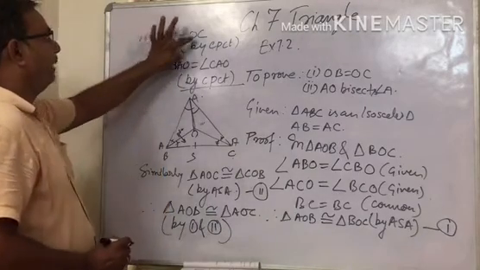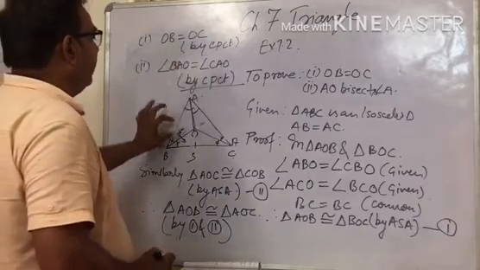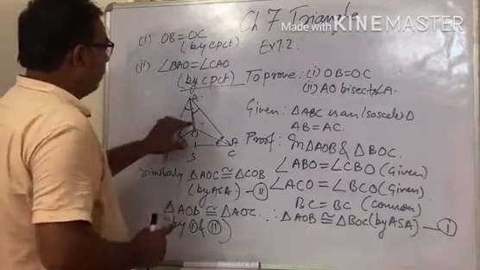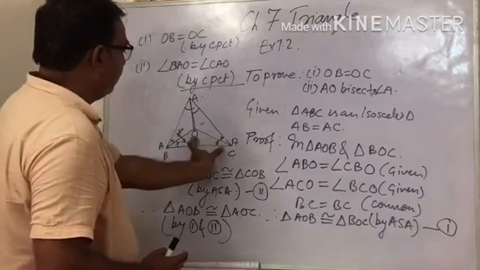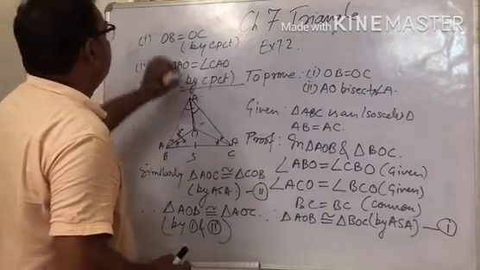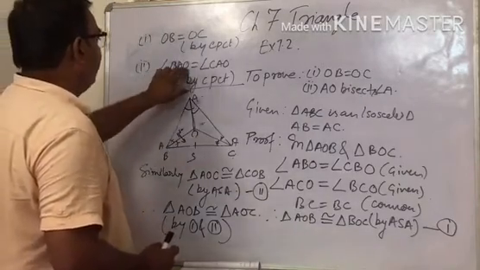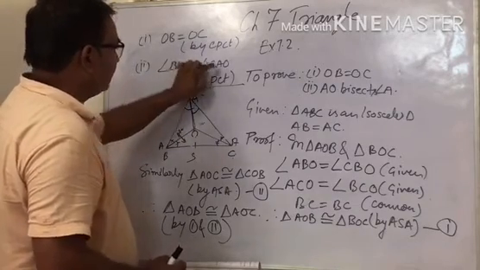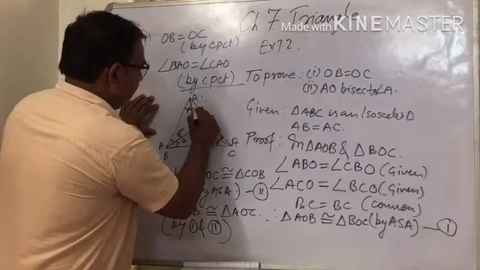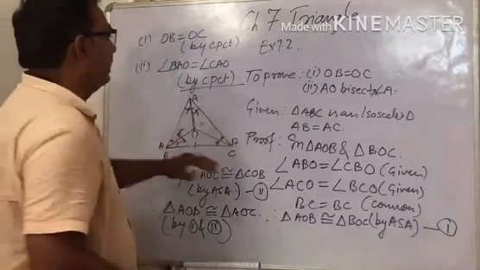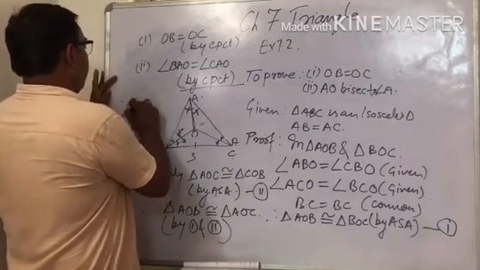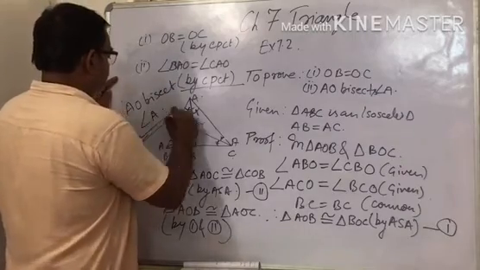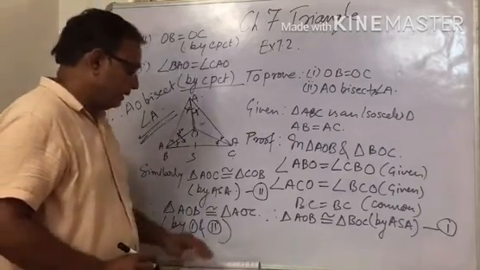Then the first part, OB is equal to OC by CPCT, because these two triangles are congruent. Triangles AOB and AOC are congruent, so BO is equal to CO by CPCT. Angle BAO, if this angle is equal to this, we can say that therefore AO bisects angle A. Now this question is complete.